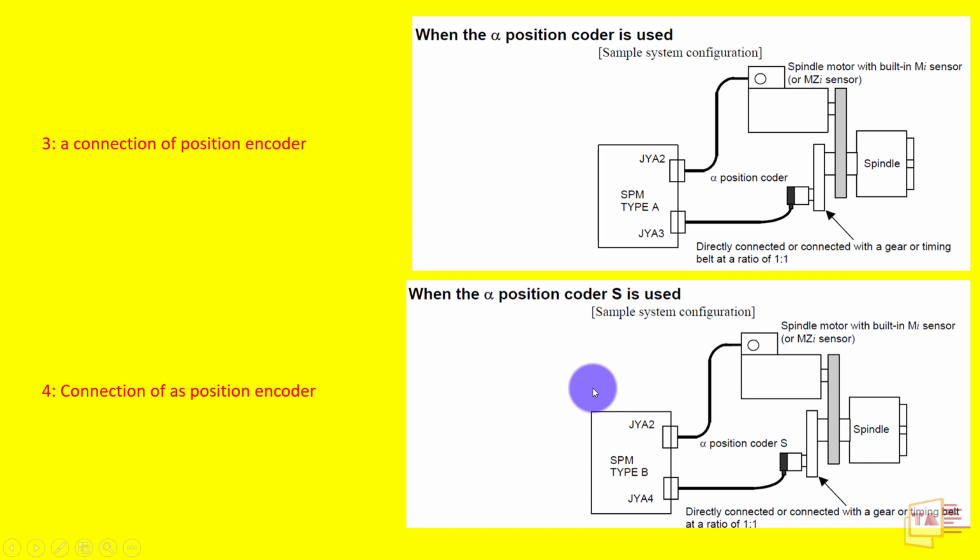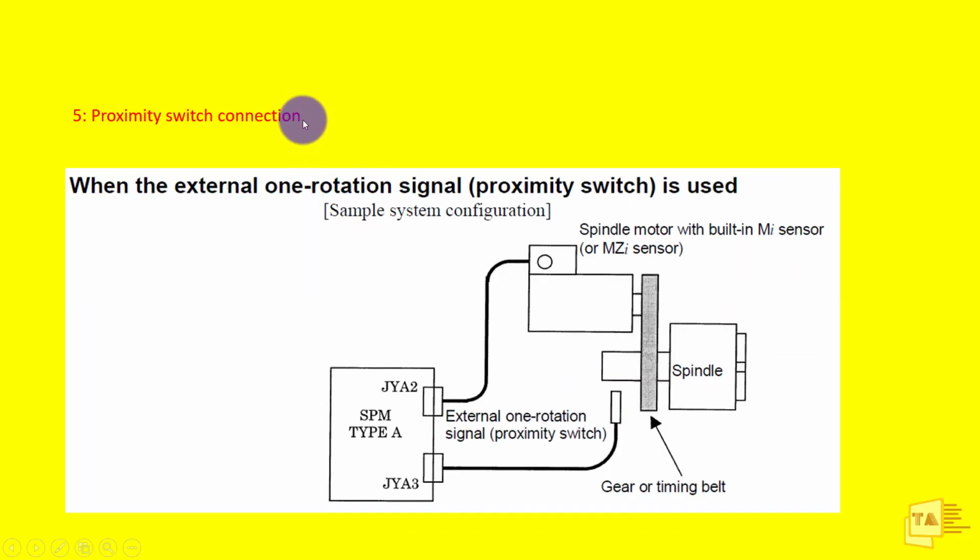Okay, so the next one is the proximity switch connection, when the external one rotation signal is used. See, one rotation signal is a one-turn signal. Sometimes we call it a one-turn signal. This one is used to achieve spindle orientation. So we will externally connect one proximity switch. Using the switch, we will stop the spindle in the orientation position.